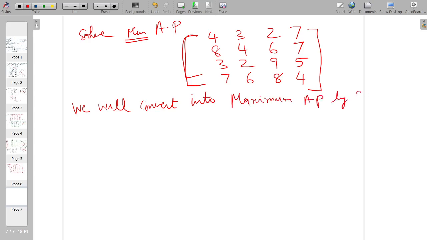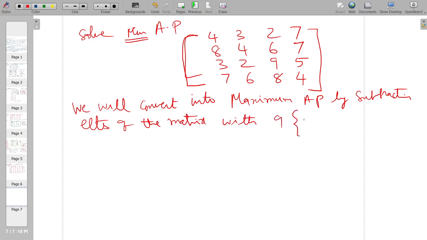by subtracting the elements of the matrix from 9. How did you choose this 9? It is the maximum among the entries in the matrix.